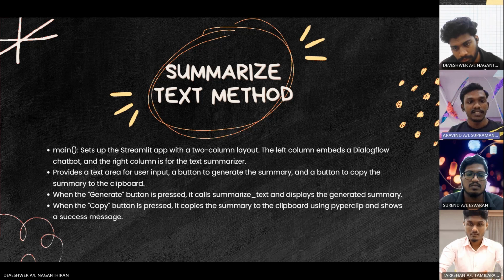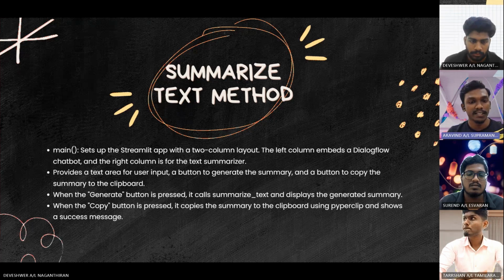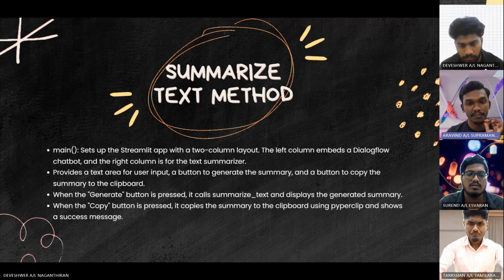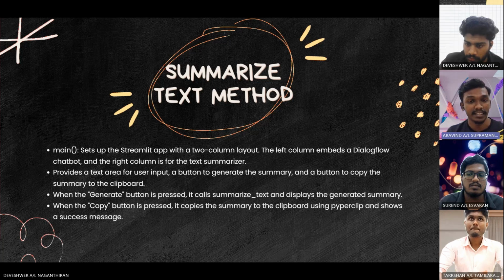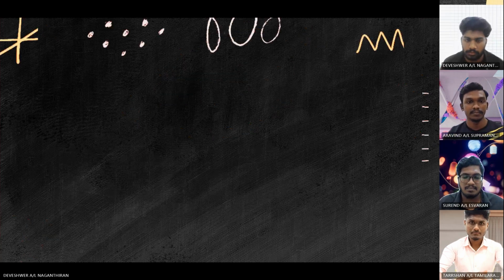This provides a text area for the user to input text, a button to generate the summary, and also a button to copy the summary to the clipboard. When the generate button is pressed, it calls the summarize text function and displays the generated summary. When the copy button is pressed, it copies the summary to the clipboard using pyperclip and shows a success message. After copying, we can paste it to our desired area, for example in Word and so on.